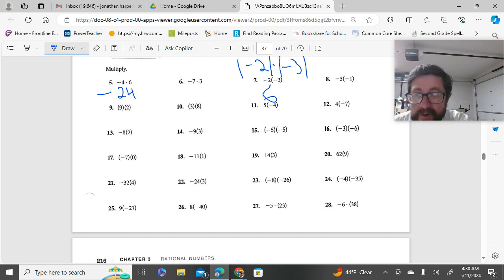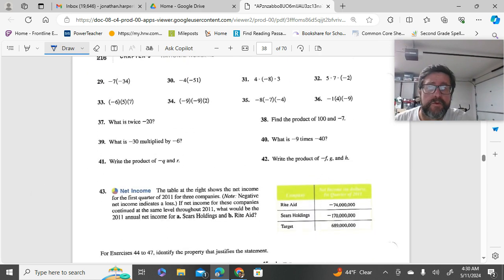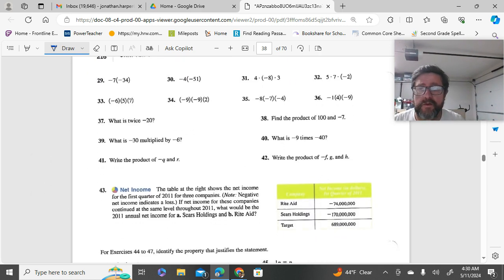And if you need to use your calculator, use your calculator. This is math. So, pause it. Hopefully you paused it in the last spot too and did all of them. If not, go back and finish them.